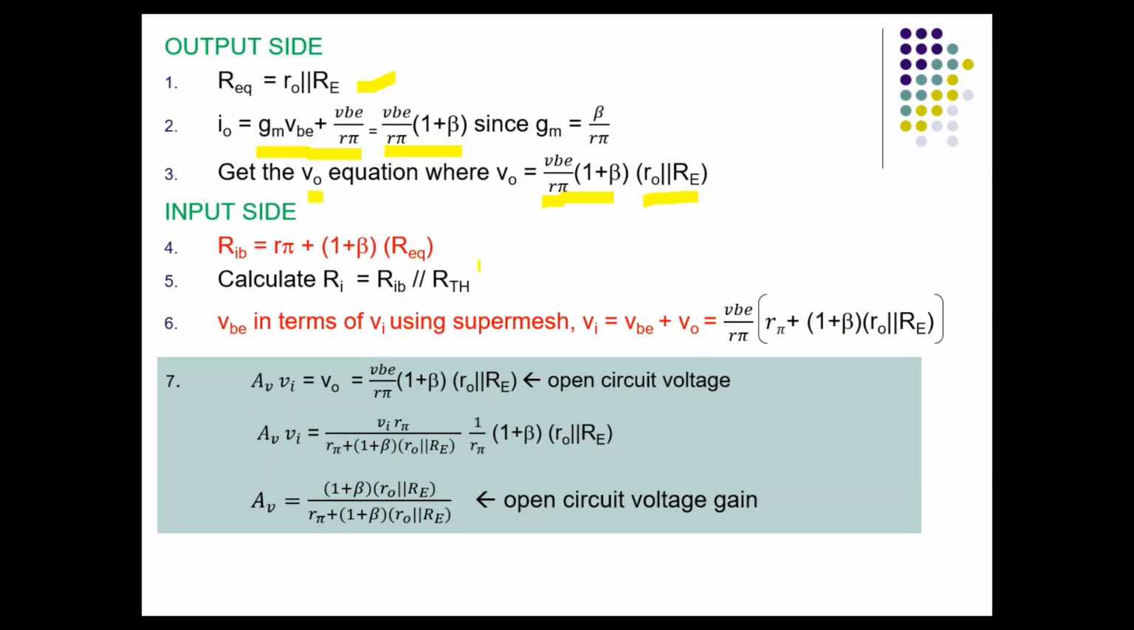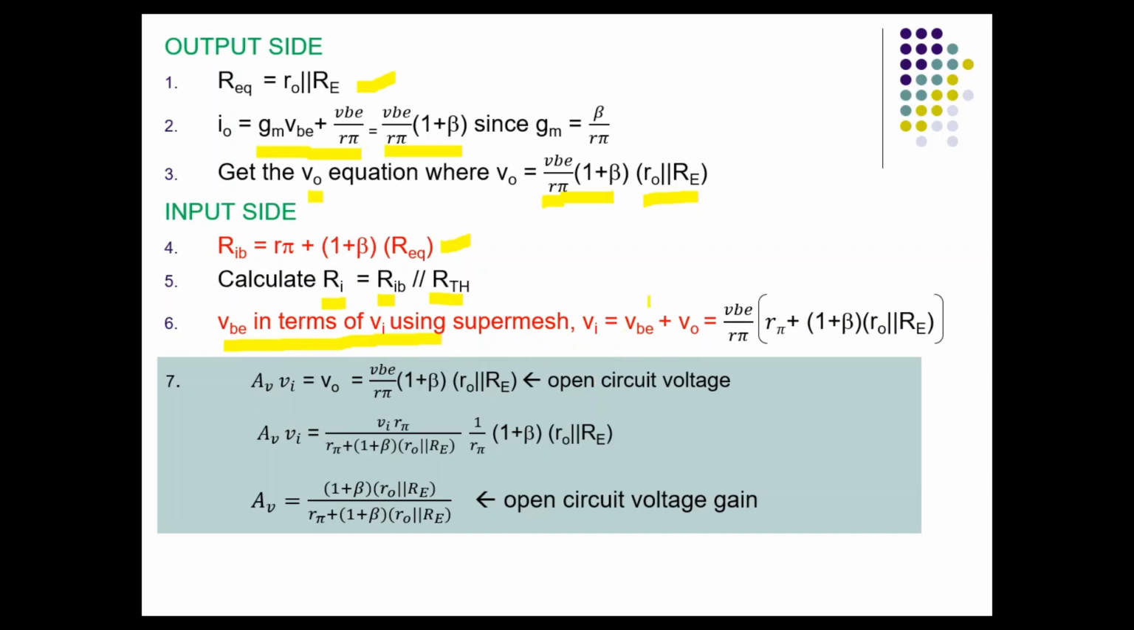So next for the input side is the calculation of RIB. You can just memorize this equation: RIB is equivalent to R pi plus 1 plus beta multiplied with R equivalent. Similarly, with your common emitter, the input resistance Ri is equivalent to RIB in parallel with RTH. Then this one, VBE in terms of VI using supermesh.